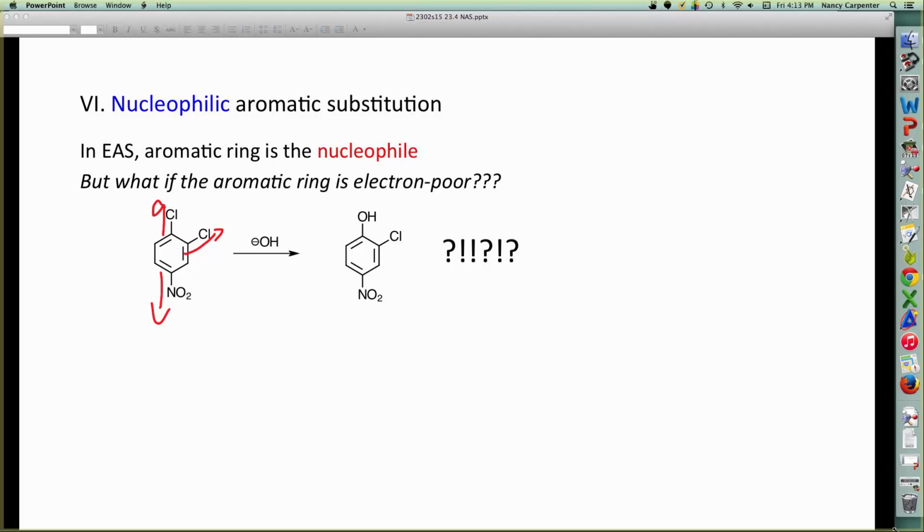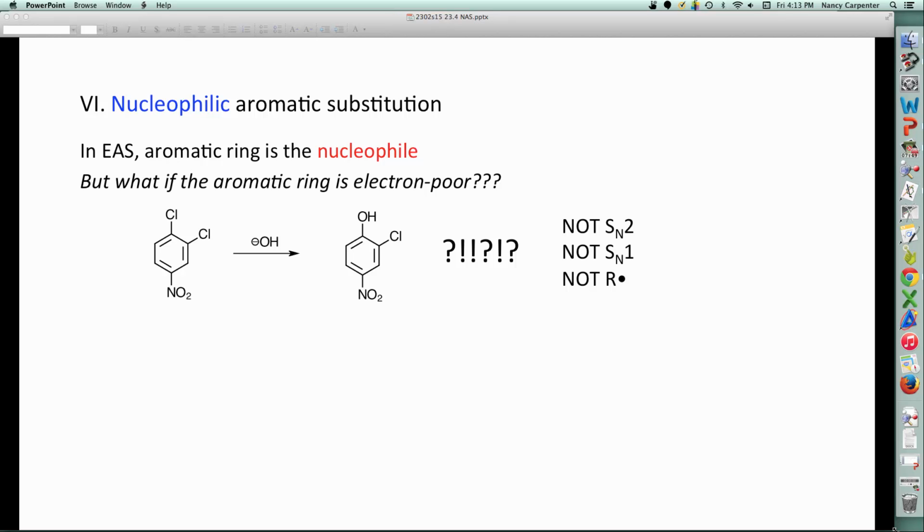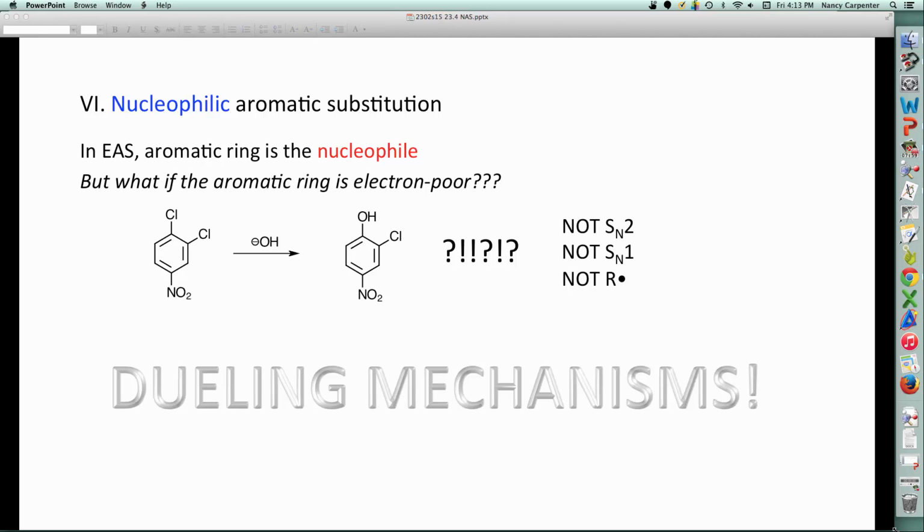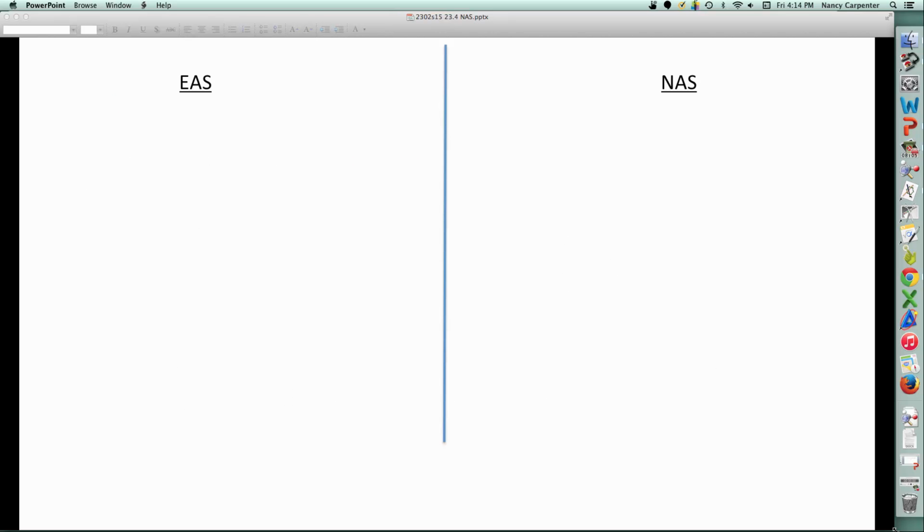And in fact, when we add what is obviously a nucleophile, the hydroxide anion, wow, we actually get substitution. What the heck is up with that? Another example of Carpenter lying to you. Well, sort of, kind of, not really. It's still not SN2, it's still not SN1, and unlike the Sandmeyer, it's still not a radical reaction. It's something brand new, and we are going to explain it in the form of dueling mechanisms.